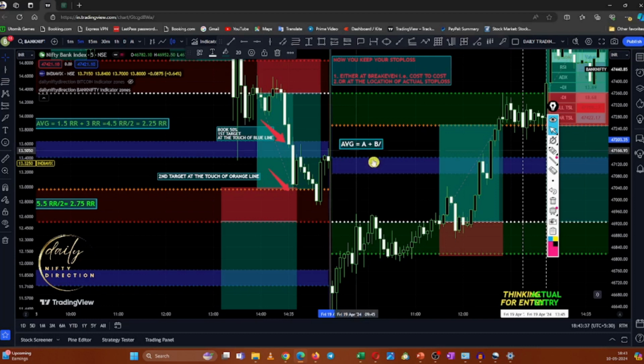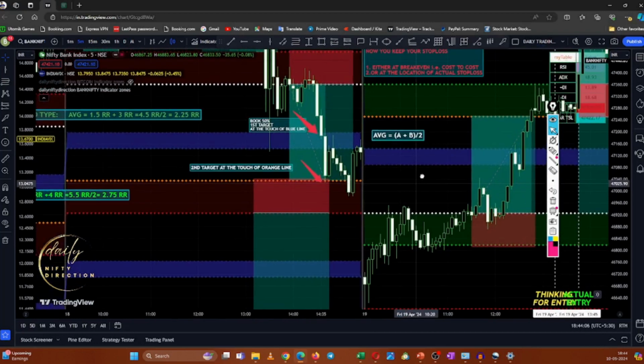A is one quantity and B is second quantity, so you will divide it by adding 1 plus 1 upon 2. This is the formula of average that we all have studied in our basic mathematics class.